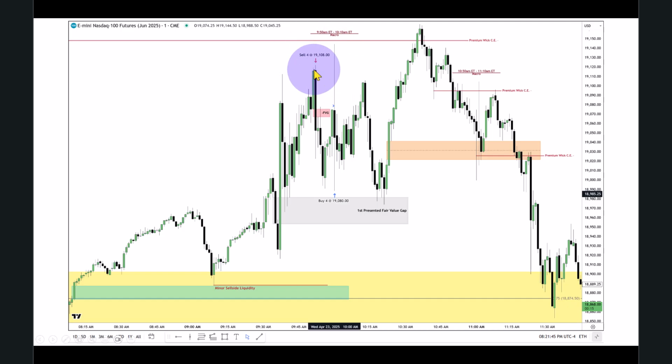The stop loss opened up on the position 3 ticks above this high. Okay, so it was really, really thin in terms of the amount of movement I wanted to allow it to go against me.